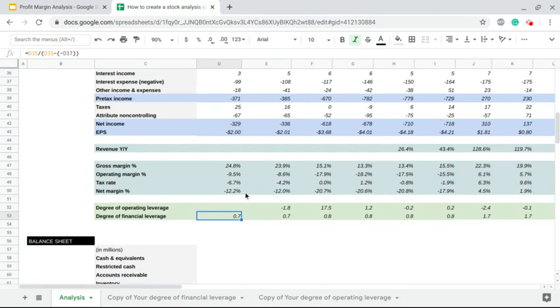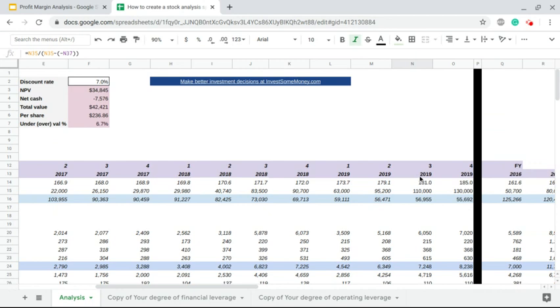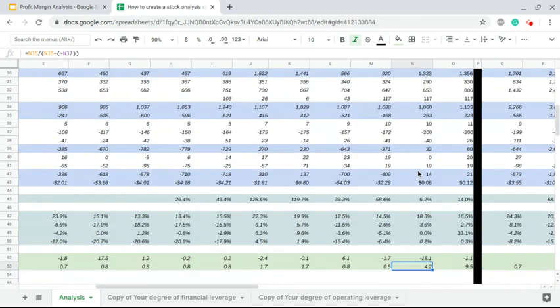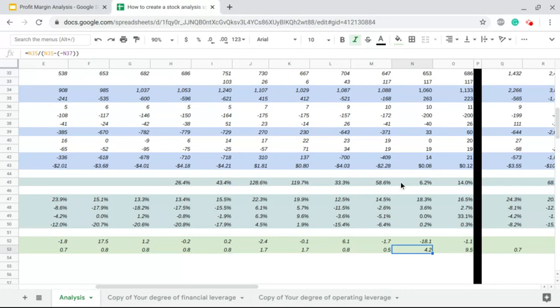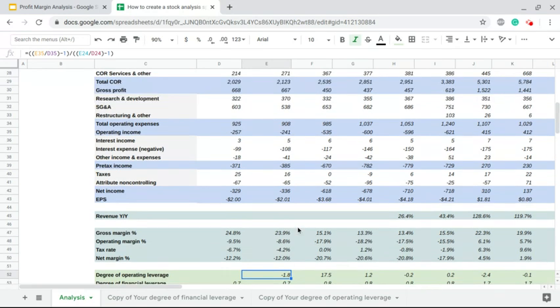So we did it with Tesla here, calculated their degree of financial leverage, and included that on there, including for the quarters that I forecasted out, had it increasing there, and the degree of operating leverage. Again, this is looking towards the past, so this is change in operating profit divided by change in revenue, but it gives you an idea.